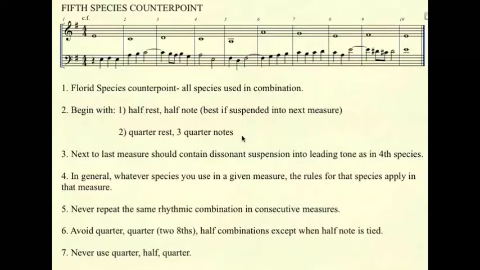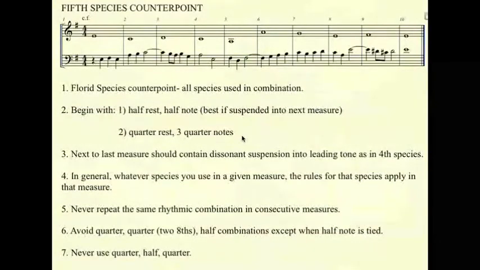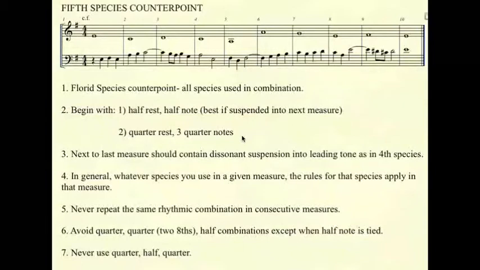Rule number 4, in general, whatever species you use in a given measure, the rules for that species apply in that measure. So in measure 1, we're essentially beginning in third species. Measure 4 is an example of second species. Measures 2, 5, and 8 are really a combination of third and fourth, but all the suspensions are treated as if they were in fourth species.